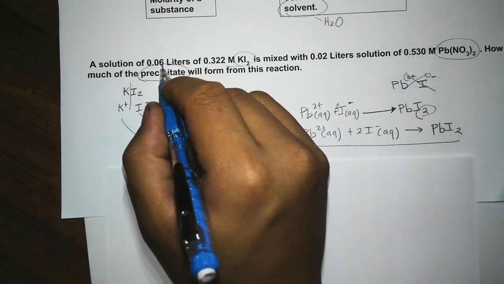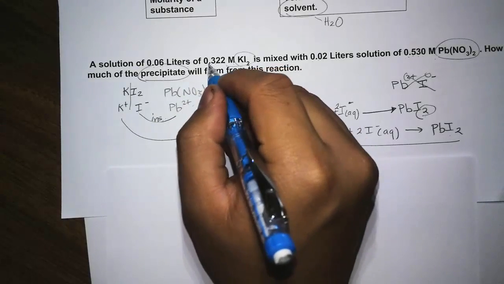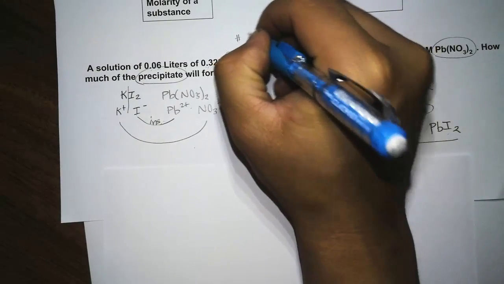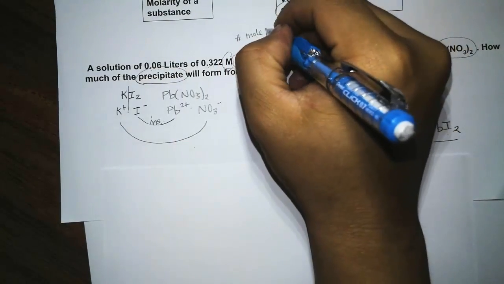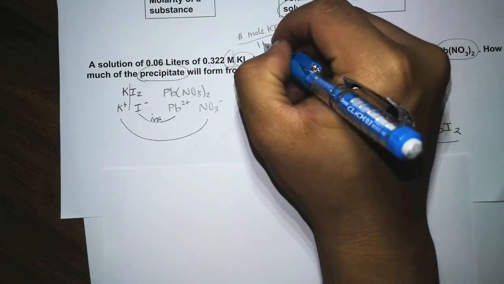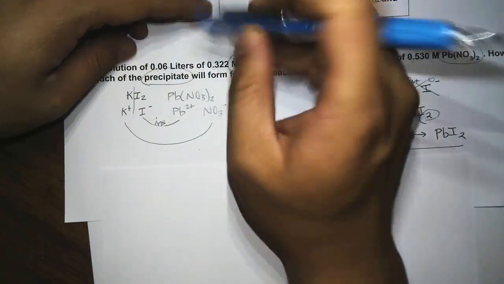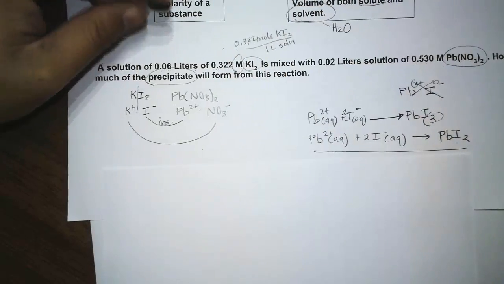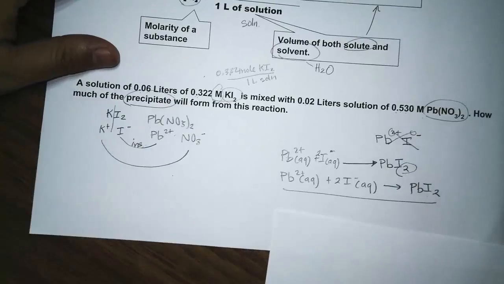We know that we have 0.06 liter, which is our volume, and the molarity is 0.322. But don't think of molarity as just M; think of it in terms of number of moles A. In this case, what is A? A is KI. And over how many liters? Of course, it's going to be 1 liter of solution. And the number of moles, we know exactly how many moles it's going to be. In this case, it is 0.322.